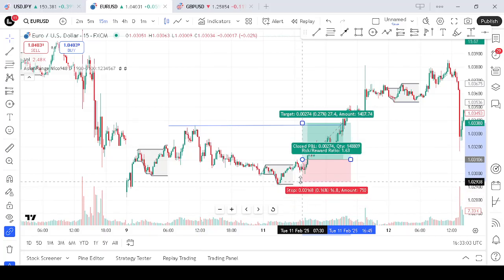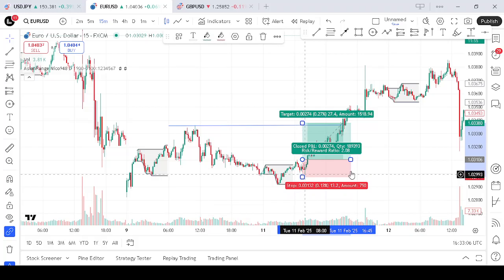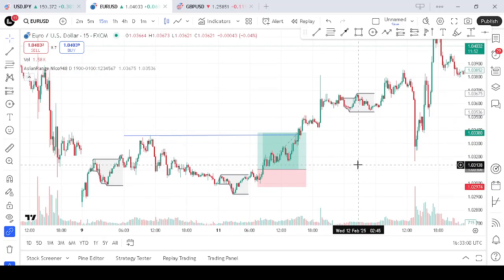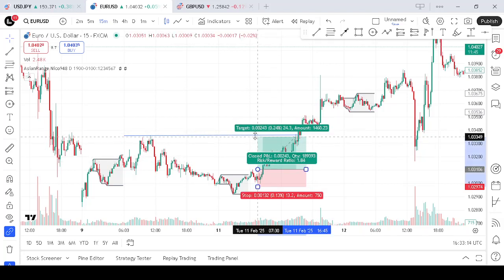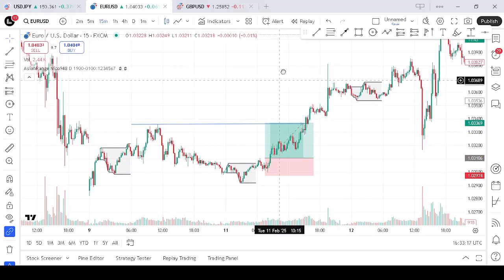Or we can target 50 pips in profit, or we can make use of trailing stops. Once we have a 30 pip move in profit, we can decide to trail our stop loss to secure more profits as time goes on.